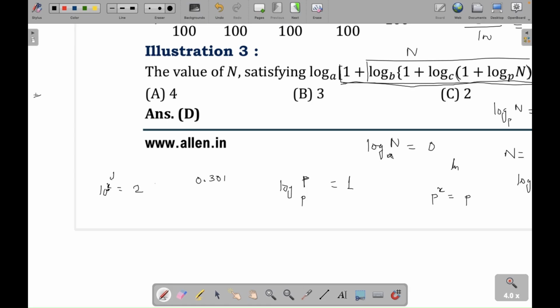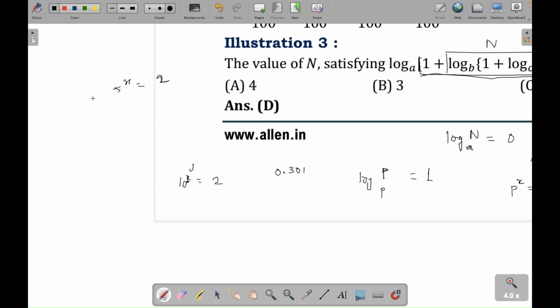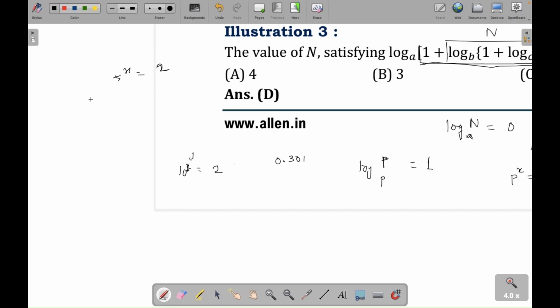So 5 to the power x is equal to 2. We cannot solve it using our traditional approach. So what we do, we take log on both sides, because we want to find the value of x. So we'll get log of 5 to the power x is equal to log of 2. And then we'll study a property that if you have log 5 to the power x, we can write x log 5.